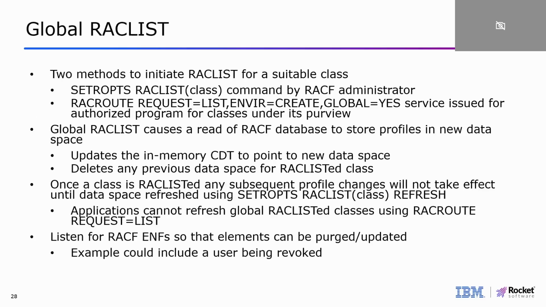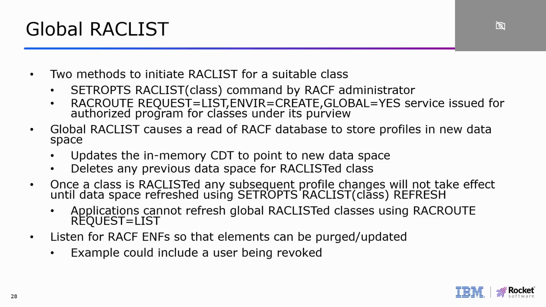So how do you actually activate this? There's a TSO command, SETROPTS RACLIST(class), which will make it RACLISTed for the first time. Afterwards, if you want to refresh those profiles, there's a SETROPTS RACLIST(class) REFRESH command, or you can do it inside an authorized program. There's a RACROUTE REQUEST=LIST service where an authorized program can do the equivalent of a RACLIST class name.